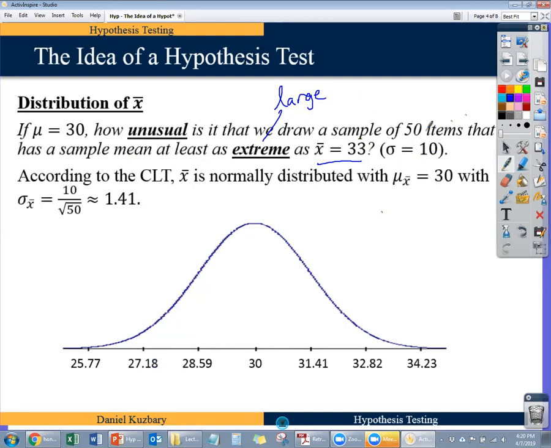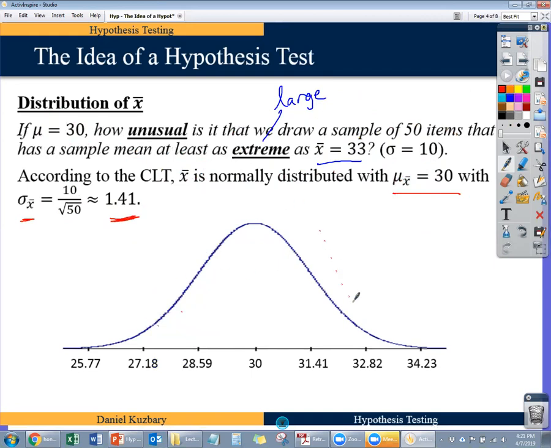This is where the central limit theorem comes into play. According to the central limit theorem, since n is large, it's bigger than 30, x bar is normally distributed with the mean equal to mu, and the standard deviation of x bar is equal to sigma over square root of n, which it turns out to be this number. So this is something you've worked with before. Regardless of whether this is true, I know that x bar has this distribution.